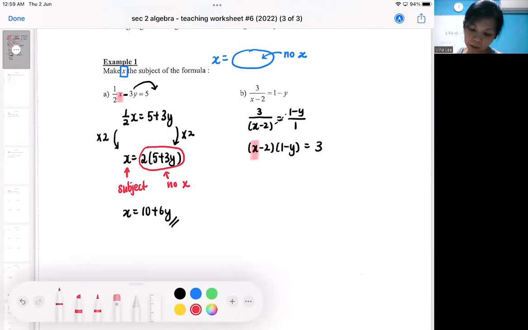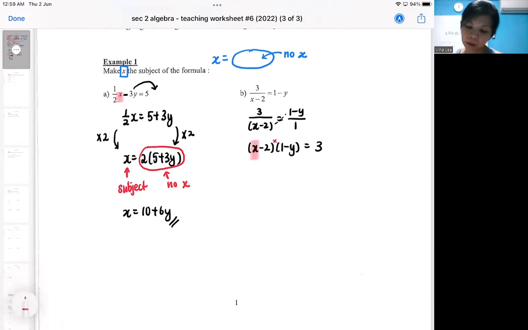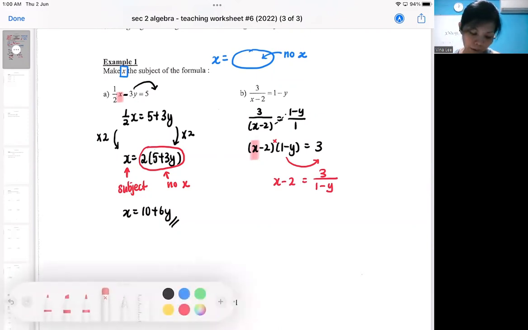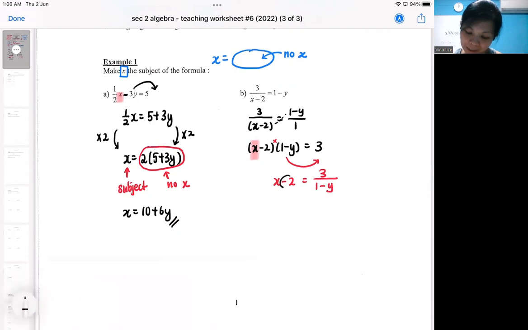So this is a multiplication. You can divide over. You can simply just divide over. After you divide over, remember, your job is to isolate the x. So it can be as simple as bringing this part over.